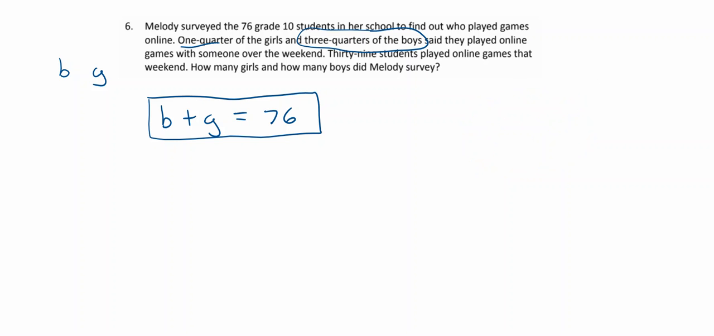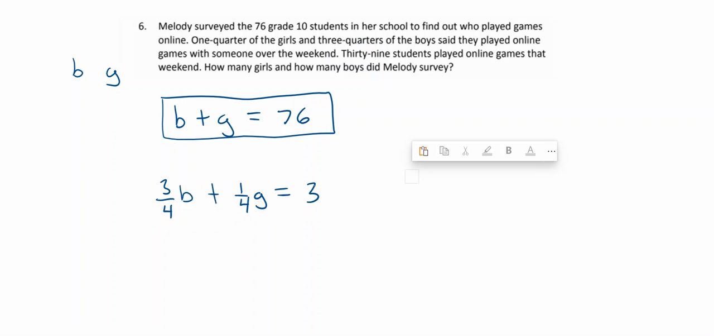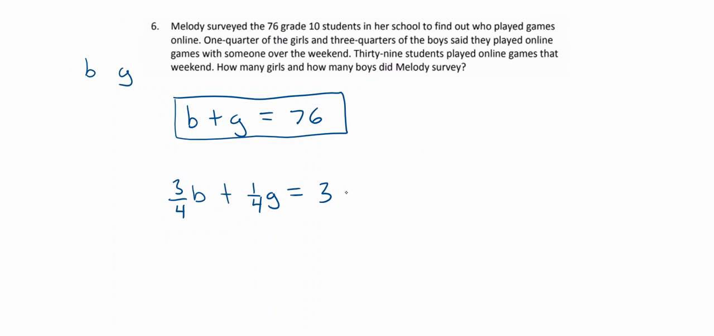So we do the same thing with this. 3/4 of the boys, so 3/4 times B, or just 3/4 B. Plus, and then the girls, there was 1/4 of the girls. So 1/4 of the girls is equal to 39. 39 played on the weekend. That adds up to all the people that played on the weekend. All right, so there are our equations.